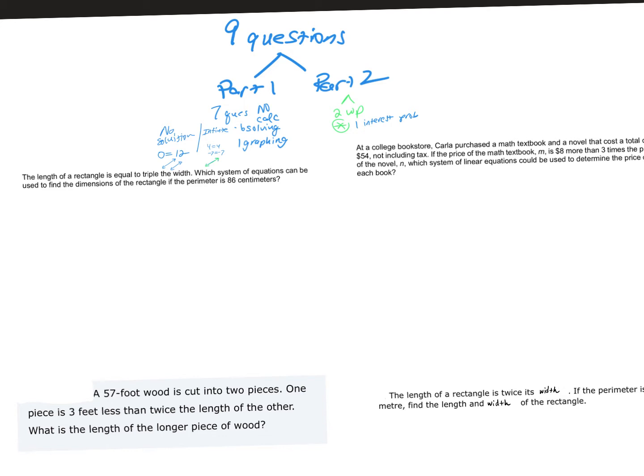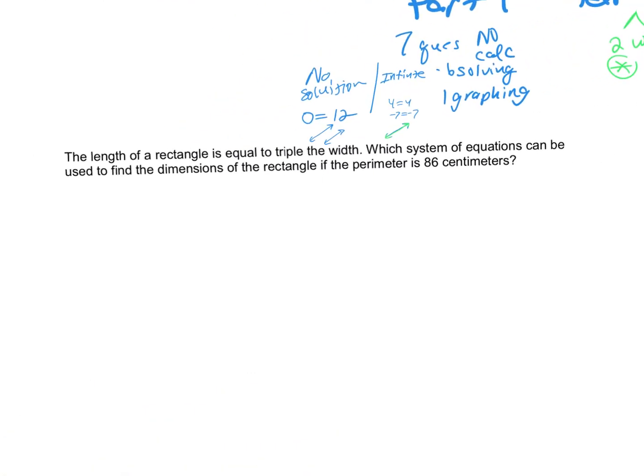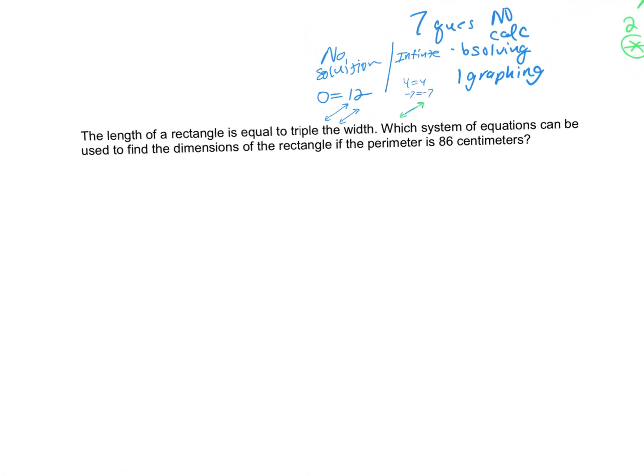But remember, we're talking about systems of linear equations. So we're going to have 2 variables. So let's look at number 1. Let's just talk through it. It says the length of a rectangle is equal to triple the width. Which system of equations can be used to find the dimensions of the rectangle if the perimeter is 86 centimeters?